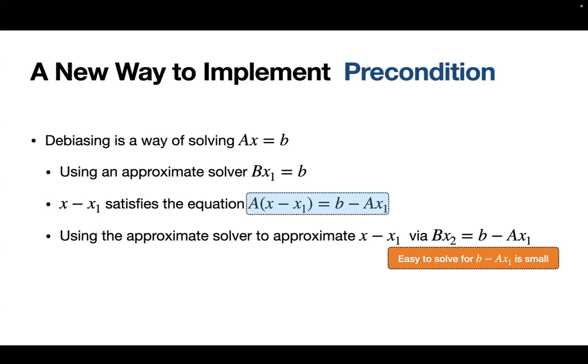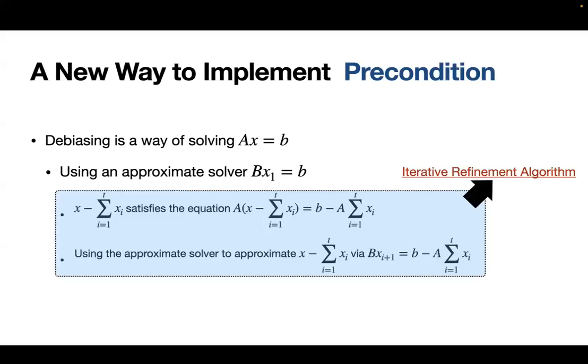What is different from iterative refinement is that I use the approximate solver B to solve the equation again, to get an x2 as an approximation of x minus x1, to correct the solution x1. This is easier to solve because b minus A x1 is small. The x2 is on a very small scale, so you can get the estimation correctly more easily. And you can turn that into an iterative algorithm. Once you have a solution, I can correct it. You have a solution, I can correct it. It is an iterative refinement algorithm.